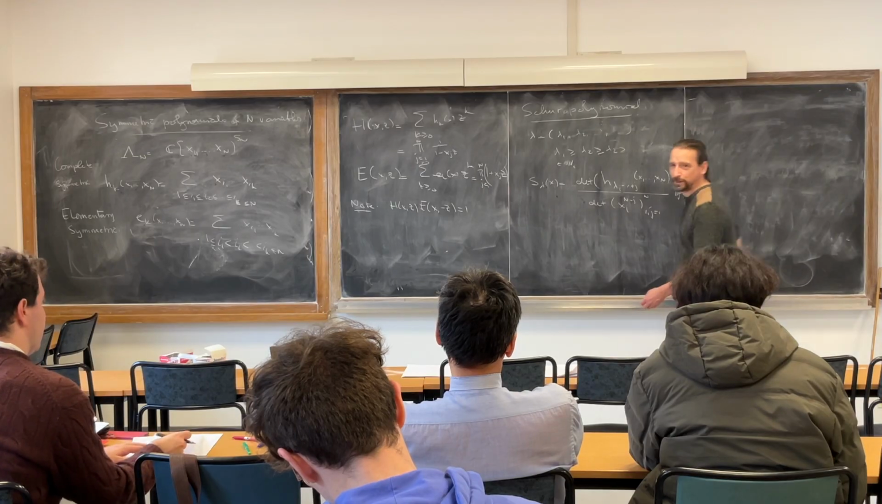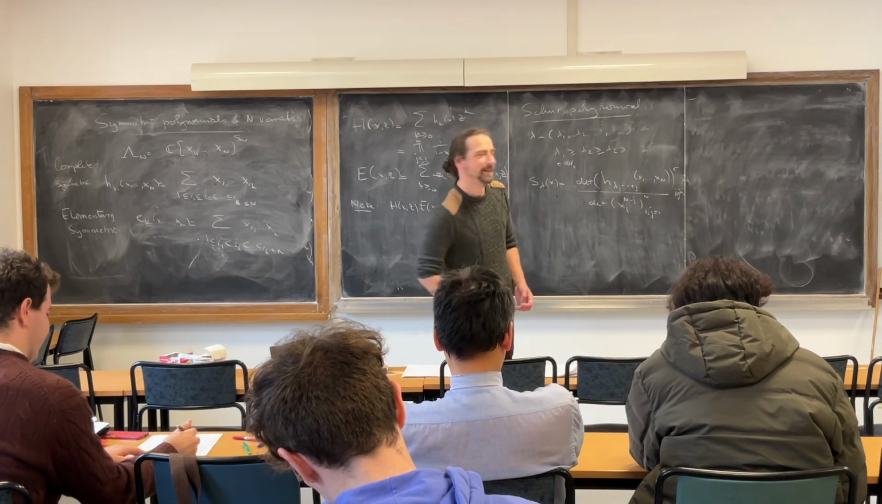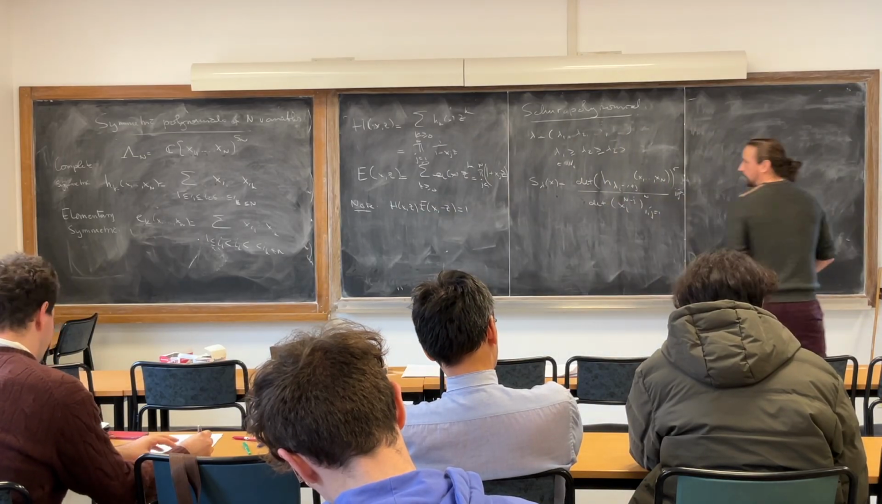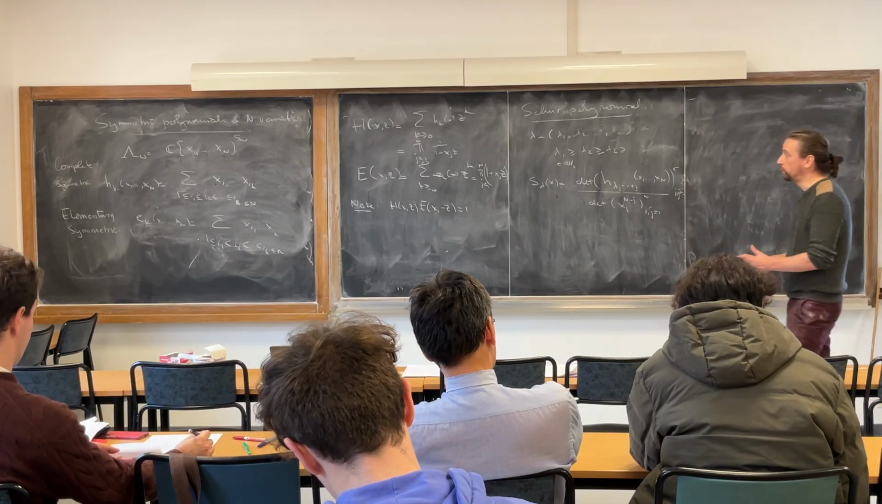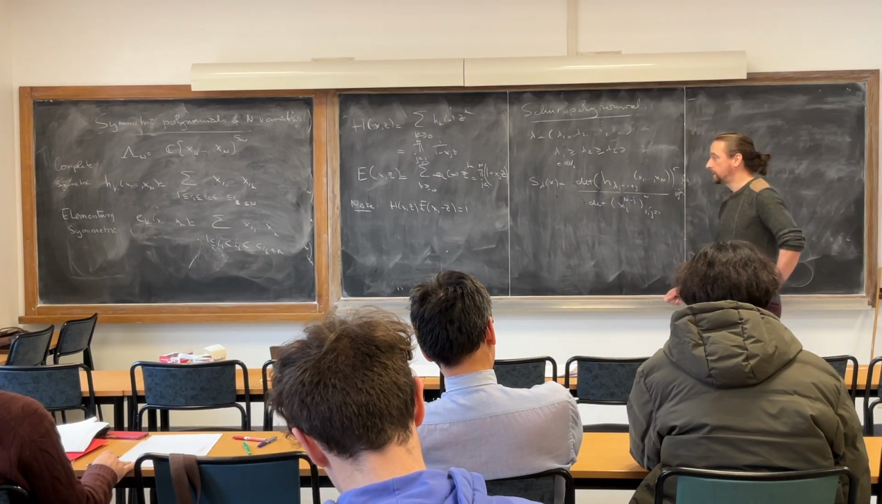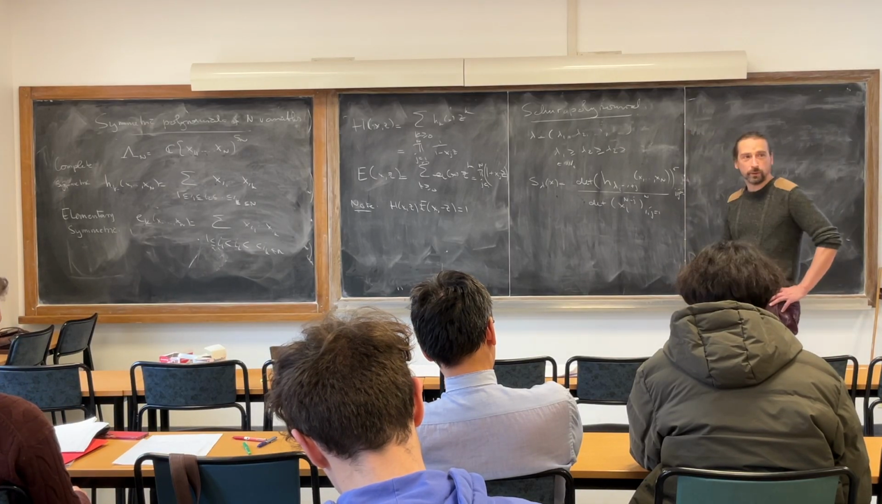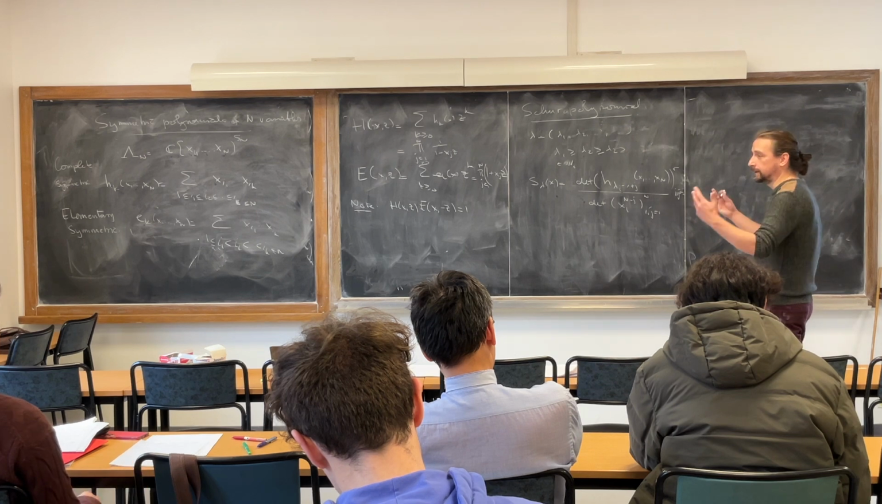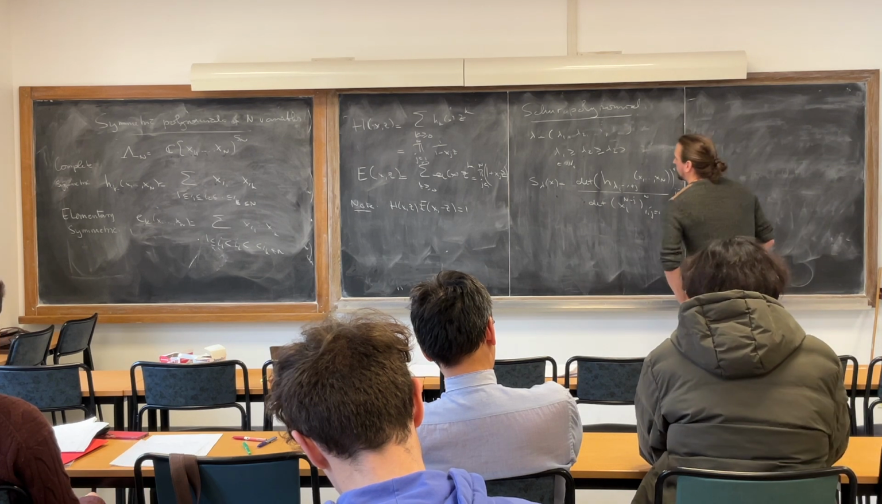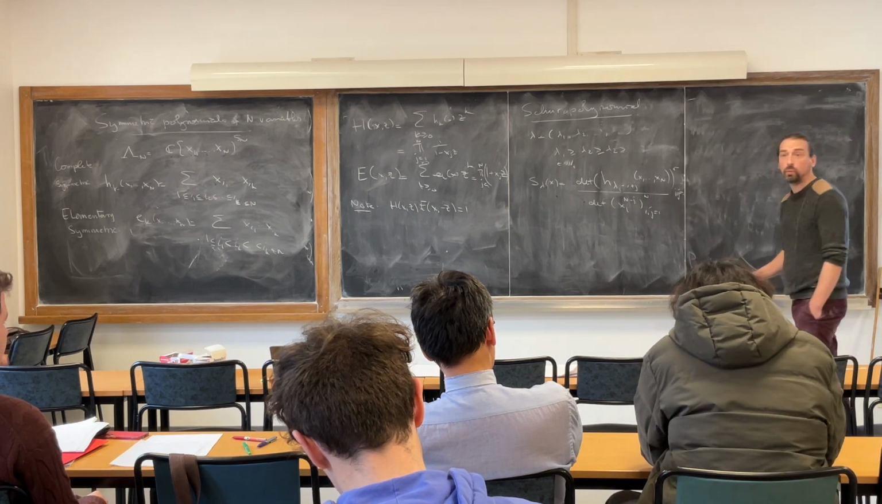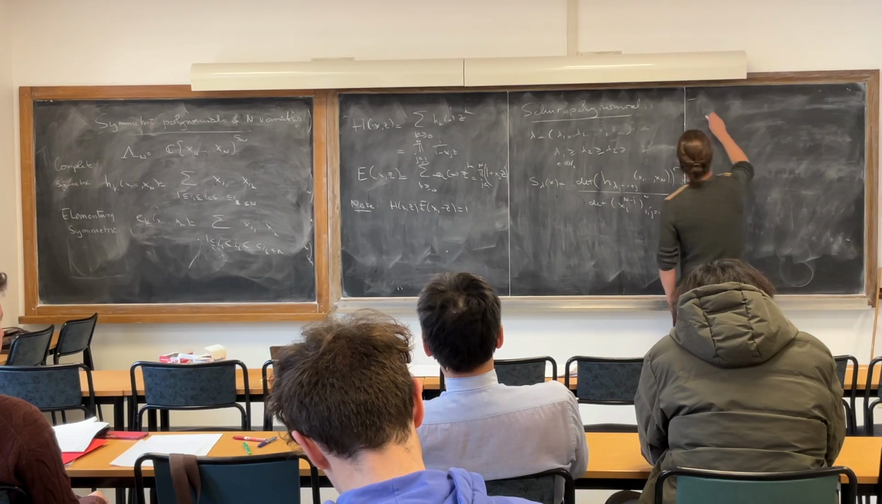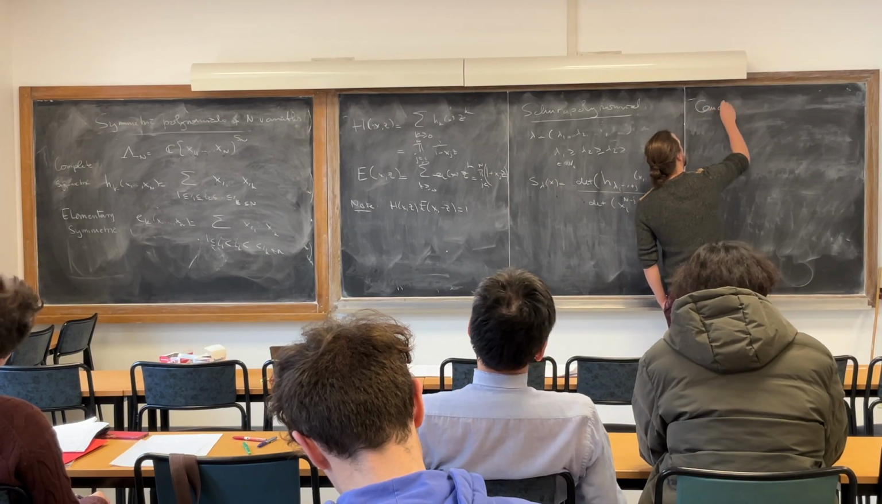Now we erase this. There are a lot of identities that you can prove for these functions, and there's a whole business around this. Let me maybe mention two identities. The first is the Cauchy identity.